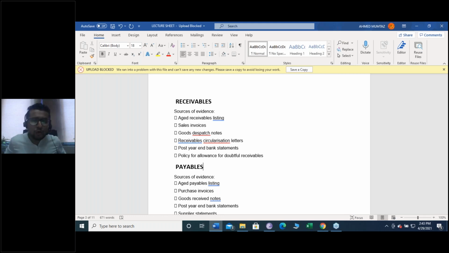As a student, you should be familiar with all the sources of evidence, because whenever you are short of ideas, these sources of evidence are going to help you in a great way.